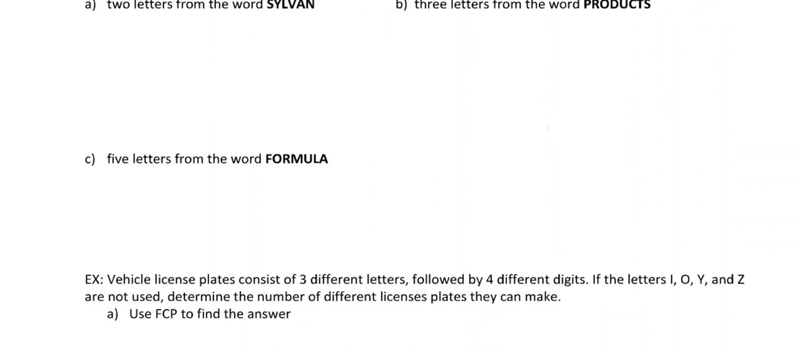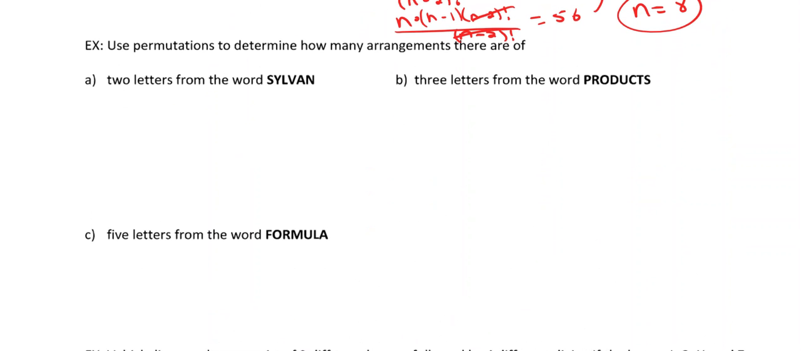All right, moving on. Okay, so it says use permutations to determine how many arrangements there are of two letters from the word solvent. Okay, so this is the same thing we were doing before, right, with the spaces. Before it would have been two spaces, right? There were six to choose from. So it would have been 6 times 5. So I'm expecting my answer is 30. This would be the exact same thing as saying of the 6 letters, we're going to pick 2 of them. So that's also 30.